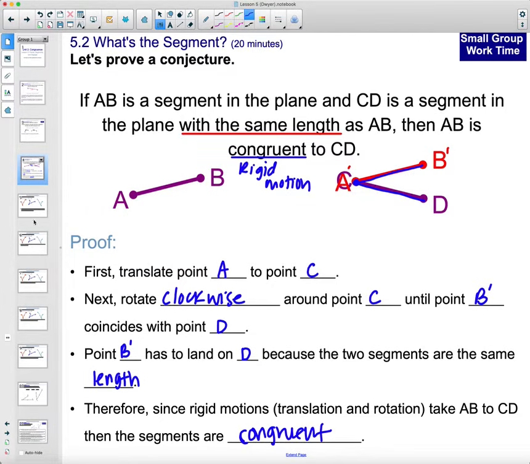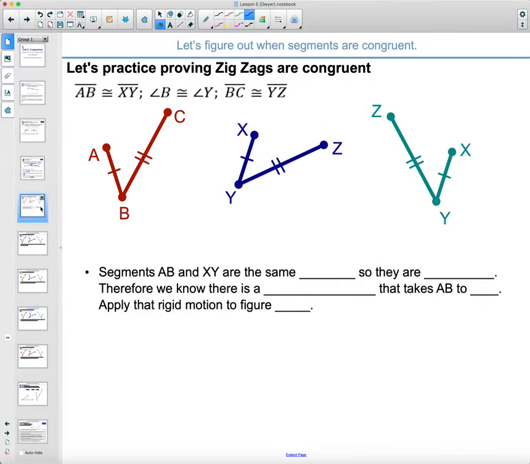All right, so let's practice using this one. Now, this is, again, not in your book. So we're going to get into some proofs on something called zigzags. They're like this, where it's basically just two segments that form an angle. So what they've told us is that AB is congruent to XY, and I've drawn two options for the second zigzag.